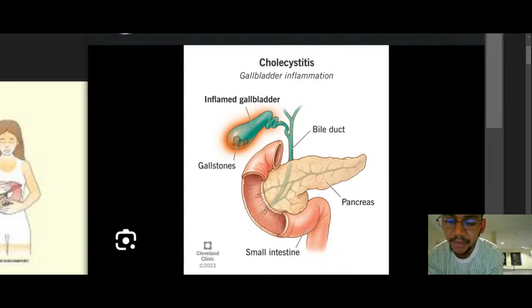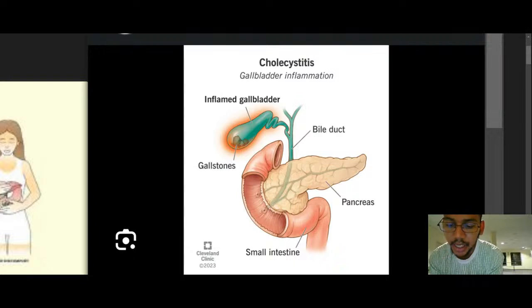You can also have something called gallstone ileus. That is when there's cholecystoenteric fistula formation, which may lead to a gallstone entering and obstructing the distal ileum, as you can see in the diagram there. It can basically dislodge, go through the cystic duct and bile duct, come into the intestine, and then get stuck, causing ileus.